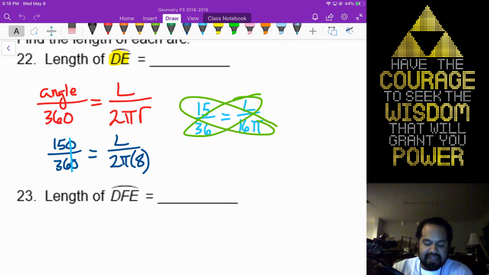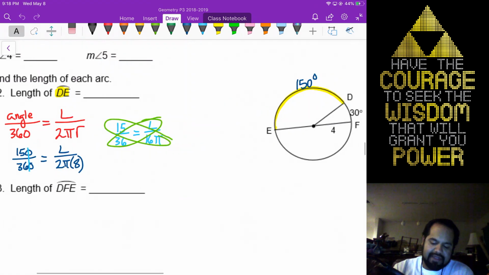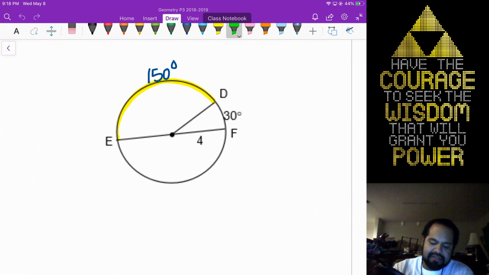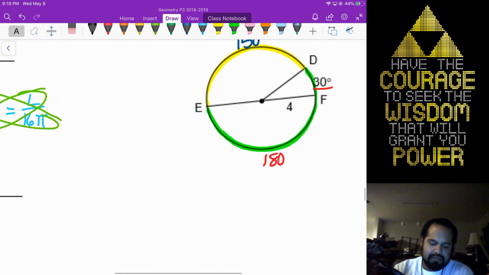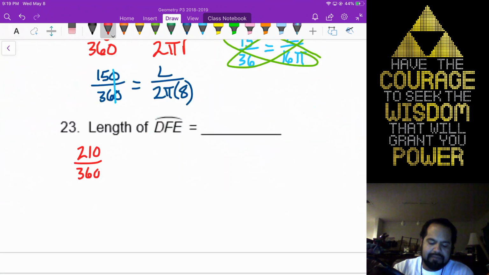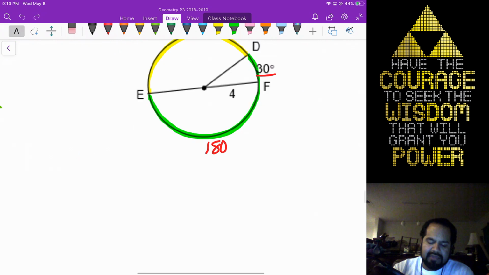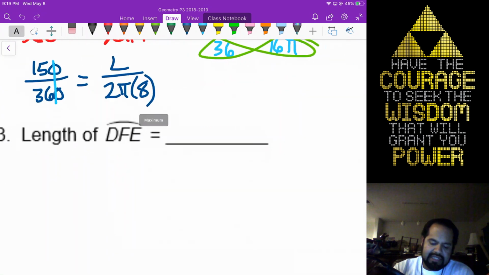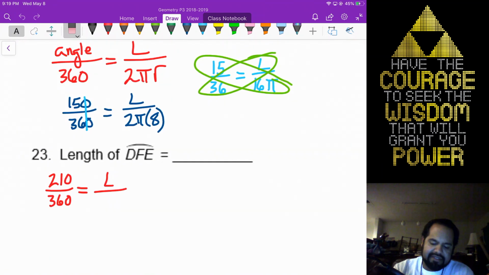I'm going to set up the next one, 23, DFE. So here's D, F, and then E. Okay, so we have 180 degrees here, plus the 30, which should give us 210. So we're going to have 210 degrees over 360 equal to the arc length over 2 pi times 8 again. Why did I say 8? Radius was 4. Yep, that's how tired I was. I was thinking ahead to the answer.